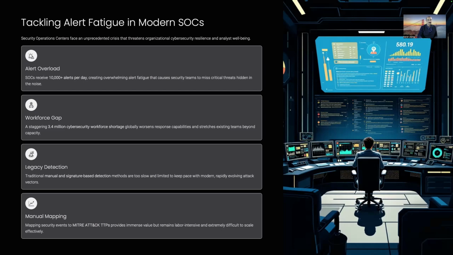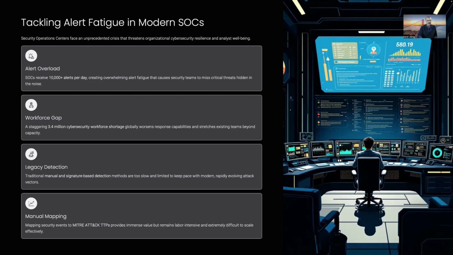So why are we talking about this problem? Essentially, the security operations centers face an unprecedented crisis that threatens organizational cybersecurity resilience and analyst well-being. Right? There's an alert overload. Nowadays, they receive 10,000 plus alerts per day, which creates alert fatigue, and essentially means that the security teams miss out on the critical threats. They're so busy looking at all these alerts that they're not able to figure out the critical threats which are hidden in the noise, the 10,000 plus alerts per day.